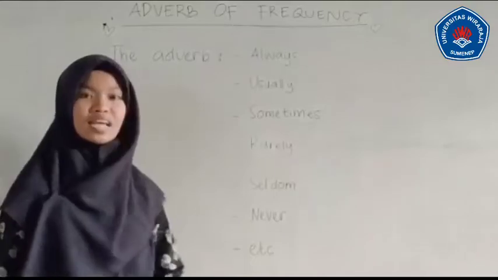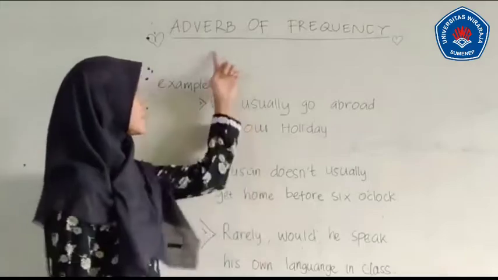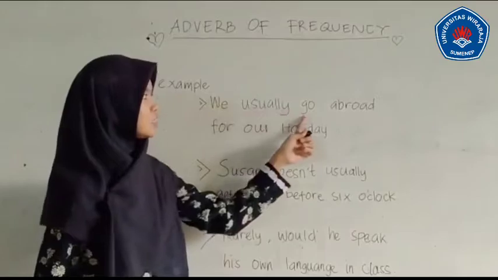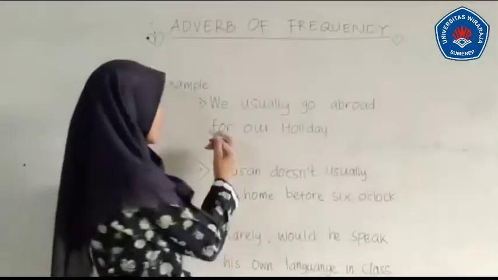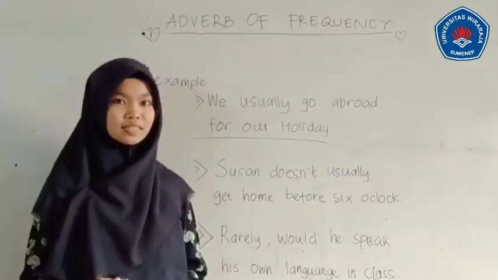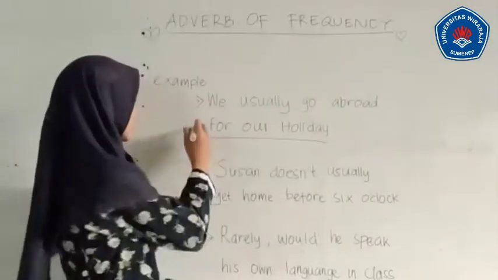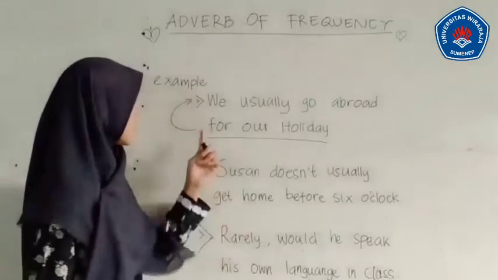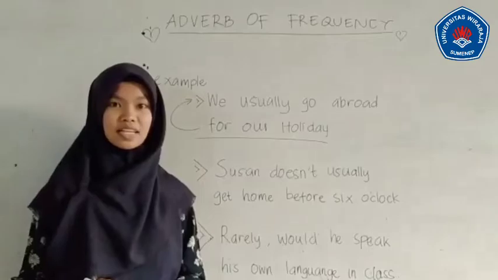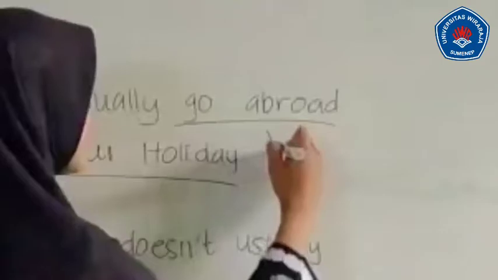I'm going to erase this and I'm going to show you the example. So we are back with the adverb of frequency. And the first example, we usually go abroad for our holiday. Now, I also underline for our holiday because it is a times expression. We can place a times expression at the end of the sentence or at the beginning. It's the same. For our holiday, we usually go abroad. It is the same. But most importantly, where is the adverb of frequency? Yes, that's right. Before the main verb.